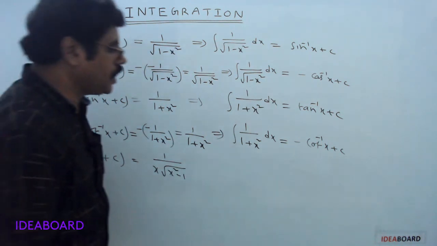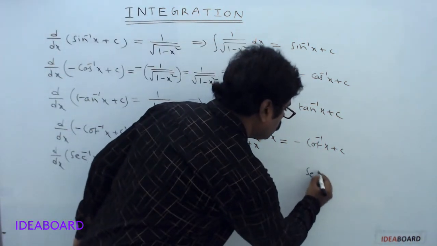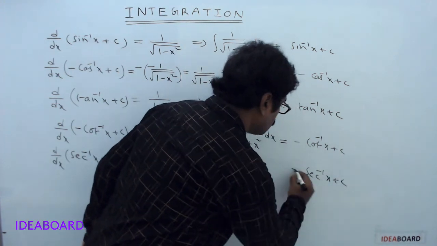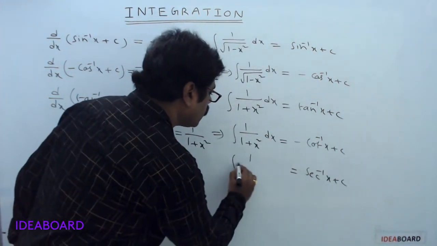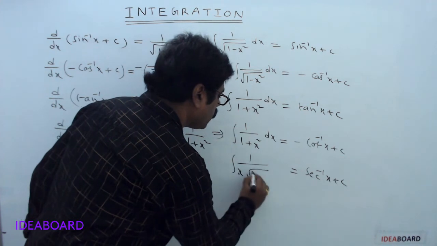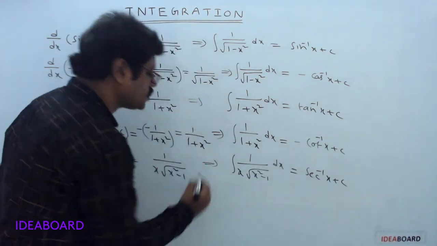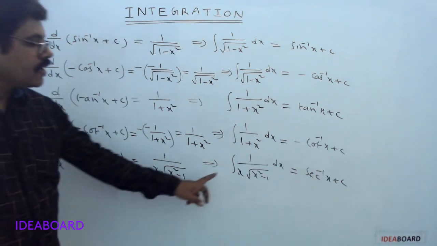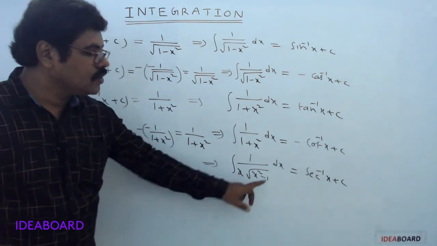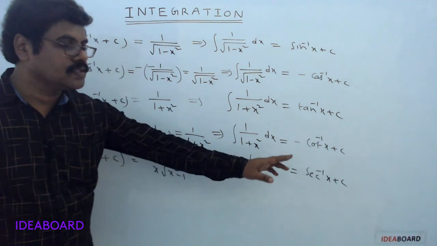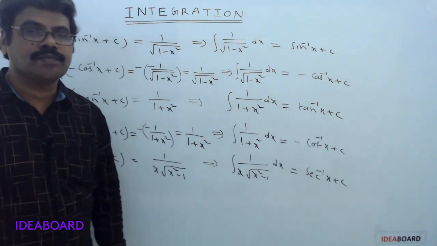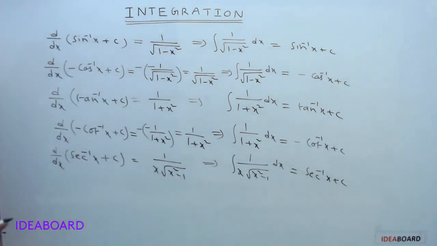It can be written as secant inverse x plus c equals to integral 1 by x into root of x square minus 1 dx. So what is the formula? Integral 1 by x into root of x square minus 1 dx equal to secant inverse x plus c. Now see one more formula.